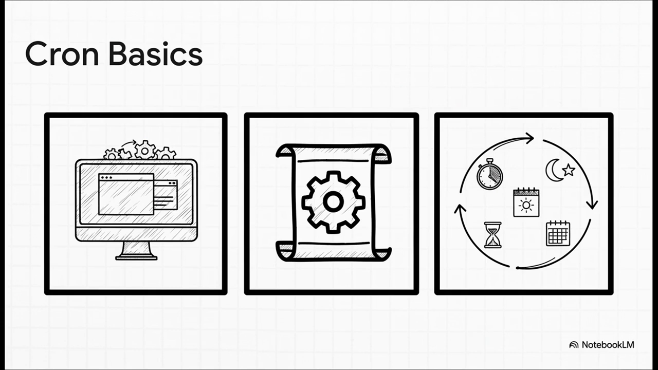First off, cron jobs always run quietly in the background. You basically set them and forget them. Second, you set everything up in this one special file called a crontab, which is really just a simple text file. And third, the scheduling is so flexible, you can do anything from every single minute to once a month. You are in total control.